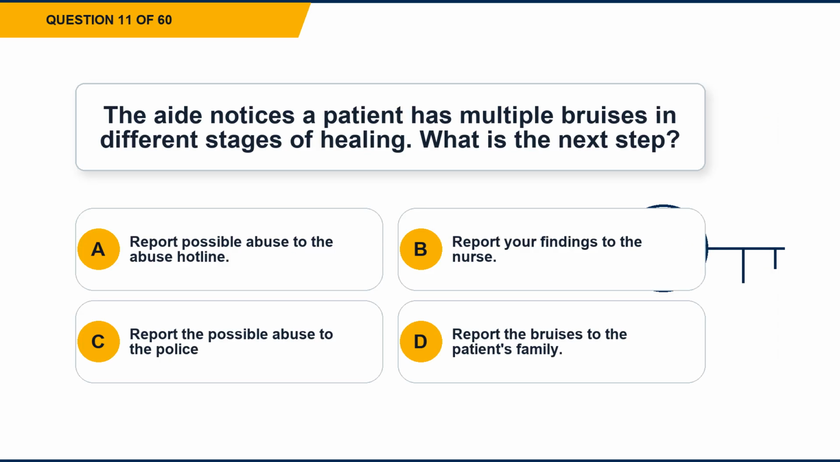Question 11. The aide notices a patient has multiple bruises in different stages of healing. What is the next step? Option A. Report possible abuse to the abuse hotline. Option B. Report your findings to the nurse. Option C. Report the possible abuse to the police. Option D. Report the bruises to the patient's family.